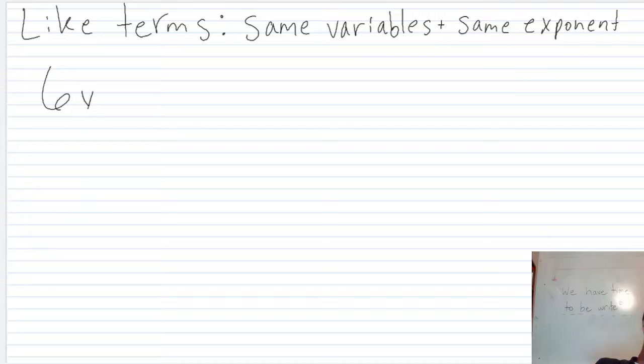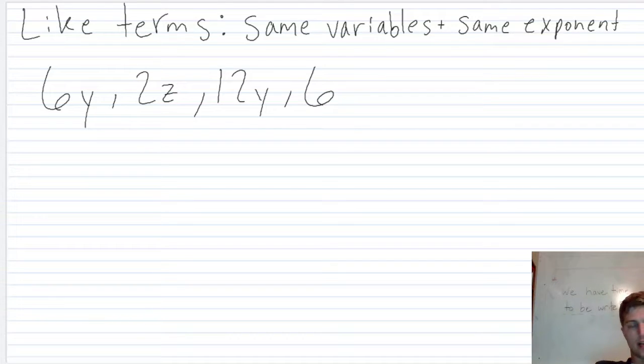We have 6y, 2z, 12y, and 6. This is on page 32 in case you're following along, example 1.8b. Well, what are the like terms is the question. Which ones have the same variables and same exponents? The only ones we see are the y's right here. So 6y and 12y are considered like terms. Now, if we were to add those together, we would get 18y. We just add the coefficients when we come into problems like this.